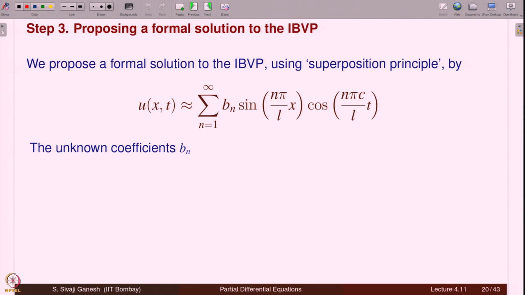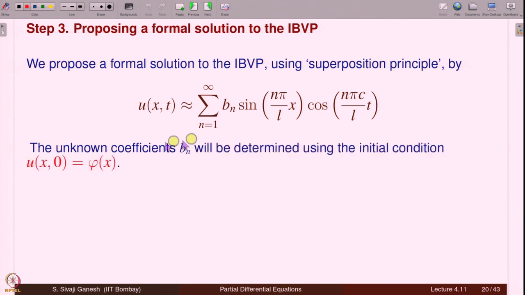So, the unknown coefficients, what are these b n's? That also we should have an idea, and they will be determined using the initial condition u x 0 equal to phi x. Recall that we have considered psi equal to 0. If you have not considered psi equal to 0, what we will have here is sin n pi by l x into b n cosine of n pi c by l t plus c n sin n pi c by l into t. Then we have to determine both b n and c n using the two initial conditions. One is this, u x 0 is phi x, and the second one is u t x 0 equal to psi x. Because we assume psi equal to 0, we only have one term here, we do not have an extra term. That information was already used, namely that psi equal to 0 was already used in obtaining the solution for t.